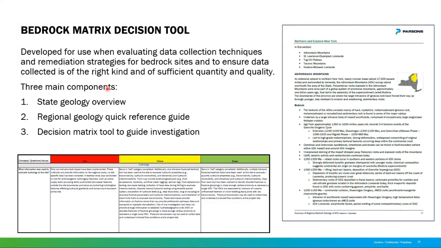And this is site specific. This tool is made with a broad range of topics and a broad audience in mind, but you do really need to make sure that you're thinking about it on a site specific level, and not every tool within this will necessarily fit your site. Within this tool, there are three main components: a state geology overview and some regional geology quick reference guides. These are both New York State centric because we developed this tool in and for New York State. And also the decision matrix tool itself to help guide your investigation.